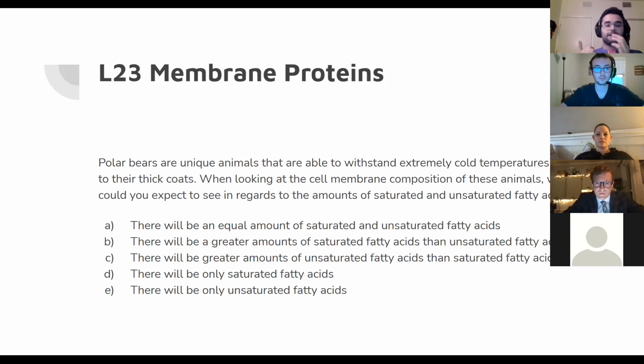There's always a question on the exam, and it's always some animal in either a hot environment or a cold environment, and then he's going to ask what's the ratio, or what do you expect the amount of saturated to unsaturated fatty acids. So understand that process, right?